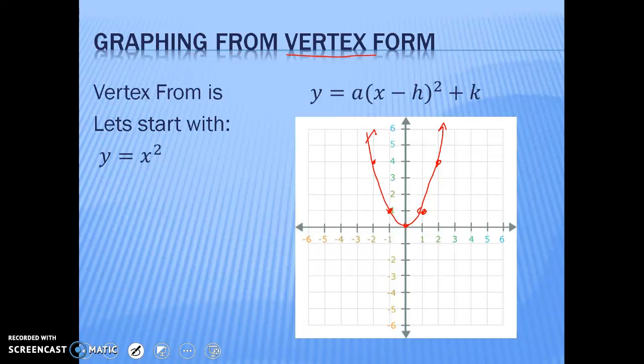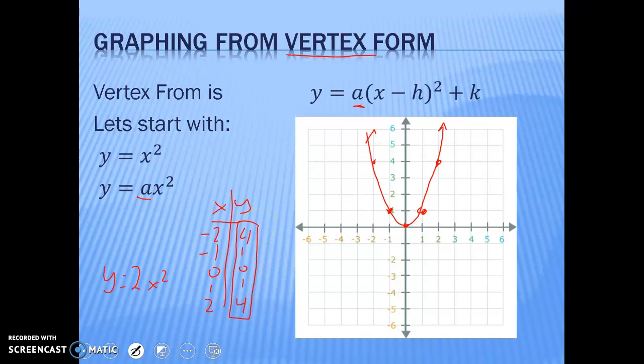So how does the a value affect the graph? If we have ax squared, we would be taking all of our values. If I had a table of values, I would have the numbers I just plugged in, which were negative 2, negative 1, 0, 1, and 2, and I got 4, 1, 0, 1, and 4. If I have an a value, let's say y equals 2x squared, then all of these values would be doubled. I would square x first and then double it, and I would get 8, 2, 0, 2, and 8.